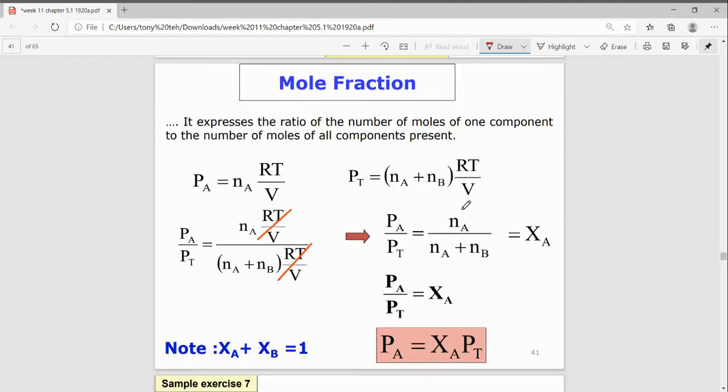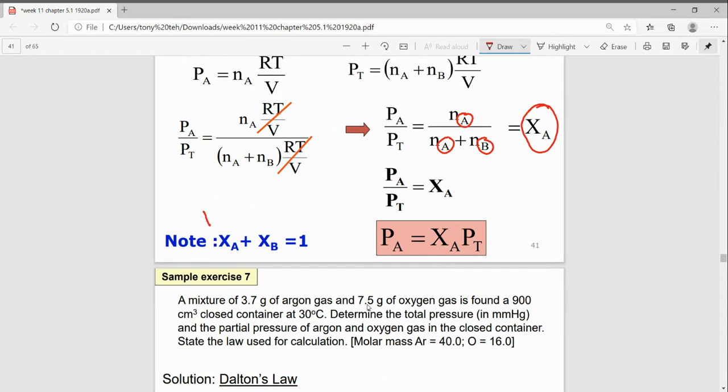Another way, we can use mole fraction. It expresses the ratio of the number of moles of one component to the number of moles of all components present. So for example, if we have two gases, A and B, this one will be the mole fraction of A. Remember, no matter how many gases you have in the container, the total of the mole fractions will always be equal to 1.